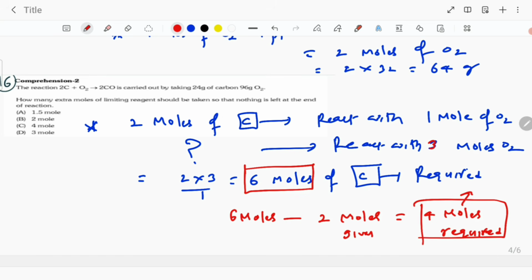4 moles required, that is extra. See how we wrote, observe it once again. 2 moles of carbon react with 1 mole of oxygen. Here with us 3 moles of oxygen. So to react with 3 moles, how many moles of carbon are required? 6 moles required. With us how many moles? 2 moles. So 6 moles required, but only 2 moles available. So how many extra moles do we need? 4 moles extra we need. So the answer is C. Option C, that is 4 moles required extra.